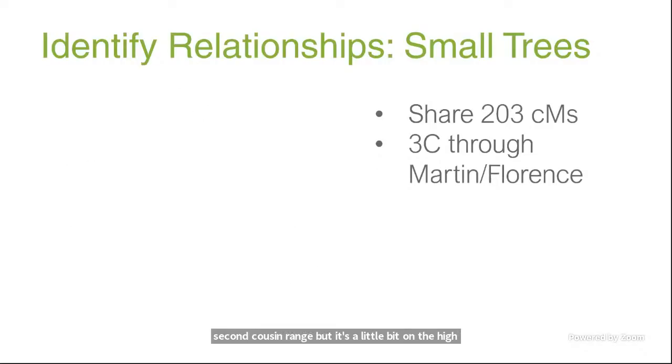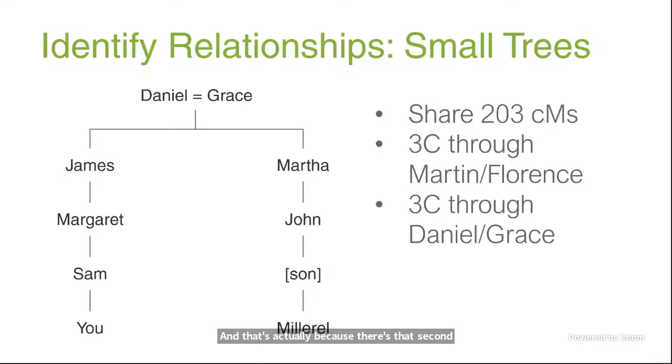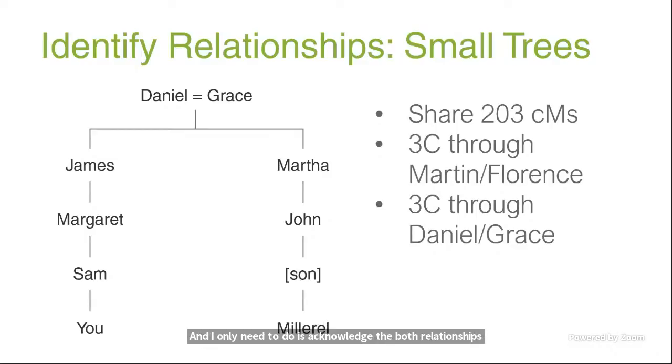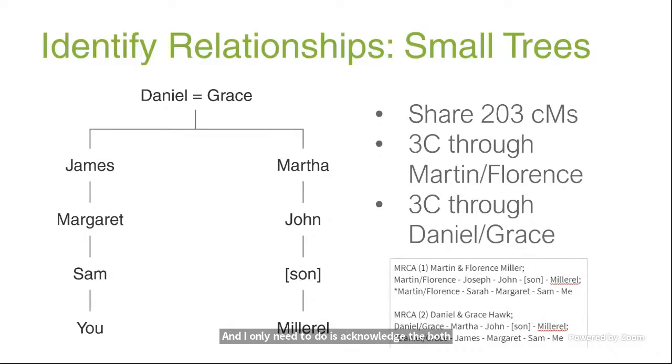And that's actually because there's that second relationship, because I'm actually third cousins twice. I'm third cousins through Martin and Florence, and then I'm third cousins again through Daniel and Grace. So there's just a second relationship. And all I need to do is acknowledge that both relationships exist. So in my little notes, I actually list out both most recent common ancestors. If I can identify more than one, I'm going to list them there. And that kind of explains why the 203 is a little bit higher, because of the double cousin relationship.